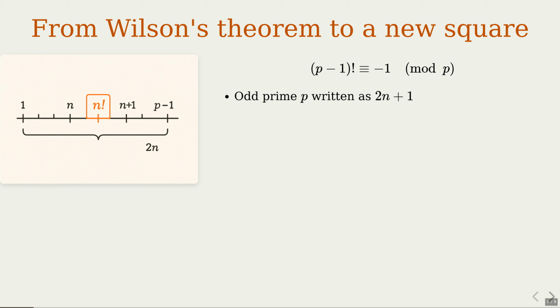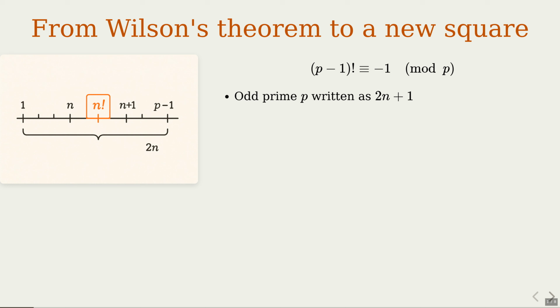Let us start by recalling Wilson's theorem, and then ask what happens if we look only at half of the factorial. I remember that Wilson's theorem talks about the product of all non-zero residues modulo a prime. Here is Wilson's theorem in its usual form, saying that the product of all non-zero numbers modulo p is congruent to -1 when p is prime.